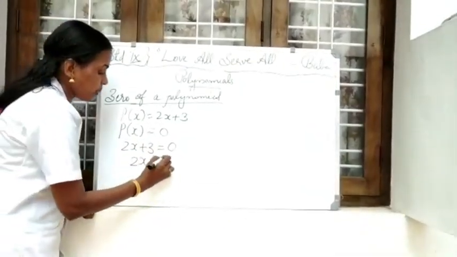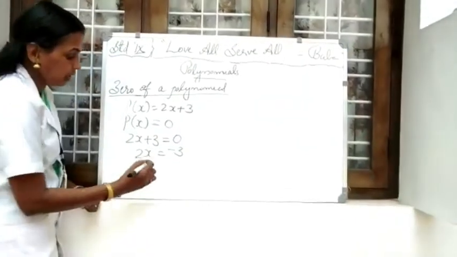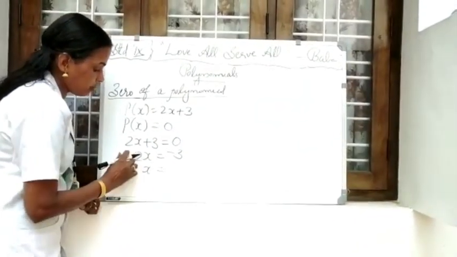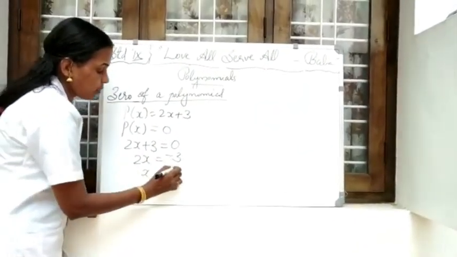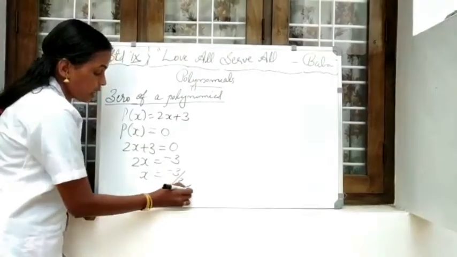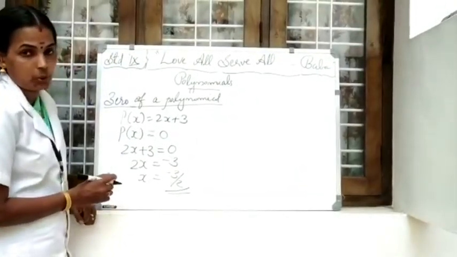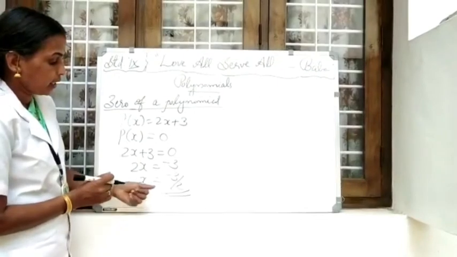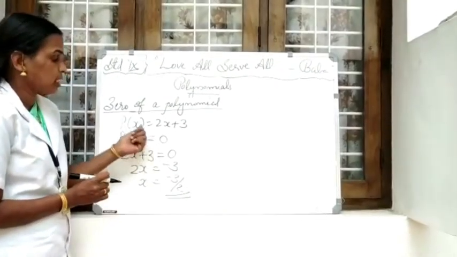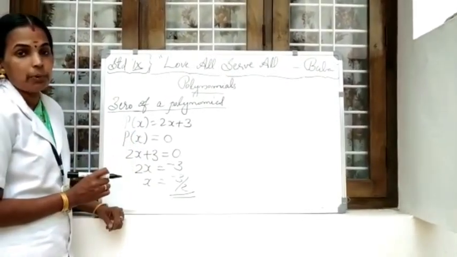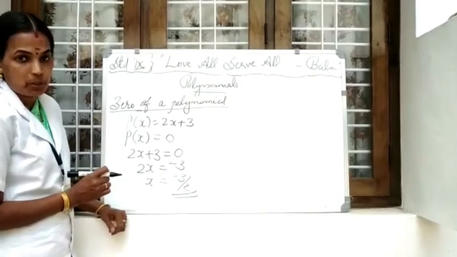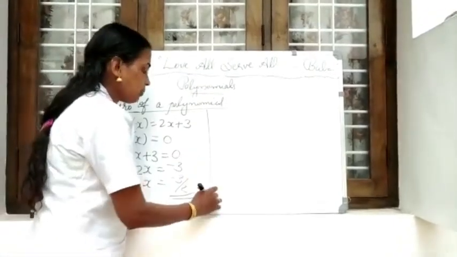When transposing plus 3 becomes minus 3. Then when transposing multiplication by 2, it becomes division by 2. So x equal to negative 3 by 2. So we can say negative 3 by 2 is the 0 of the polynomial P of x equal to 2x plus 3. Now one more example we can consider.